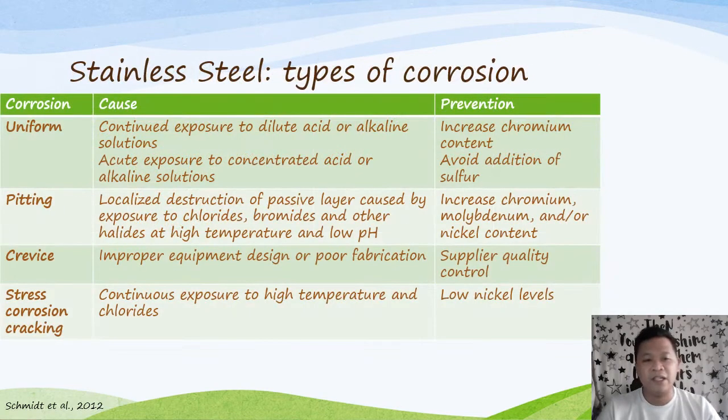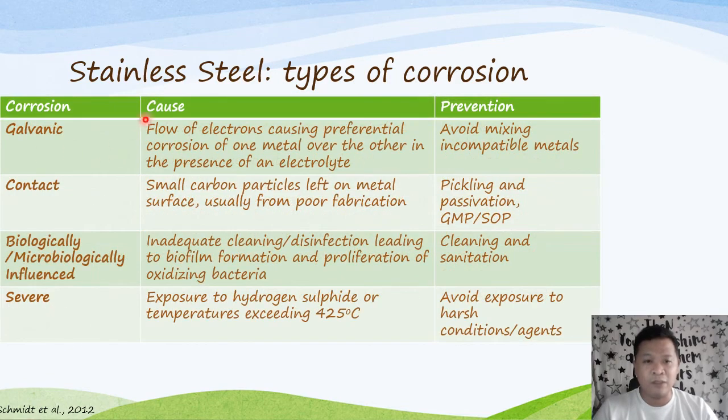So maraming dahilan kung bakit maaaring magkaroon ng corrosion ang stainless steel. Ang mahalaga ay alam natin kung saan nanggagaling ito at kung paano ito mapi-prevent. No? So maaaring dahil lang sa continued exposure or acute exposure, lalo na sa clean-in-place systems, we use acid and alkali solutions, or pwede ring exposure to things such as very high temperature, low pH, and certain agents, or maybe improper equipment design.